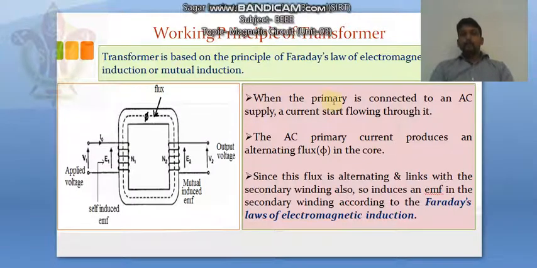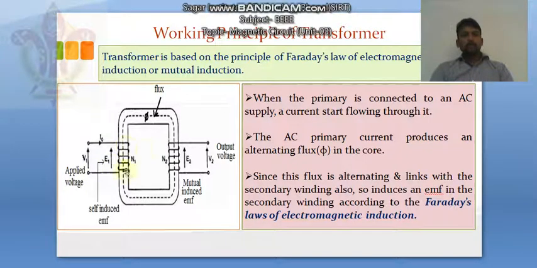कैसे? When the primary is connected to an AC supply, a current starts flowing through it. The AC primary current produces an alternate flux phi in the core. When you are supplying V1 voltage and this coil is having a closed path, so a current I naught flows in this coil, and due to this I naught current a flux phi starts flowing in this coil.